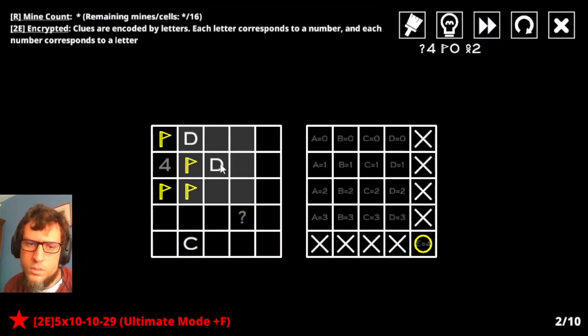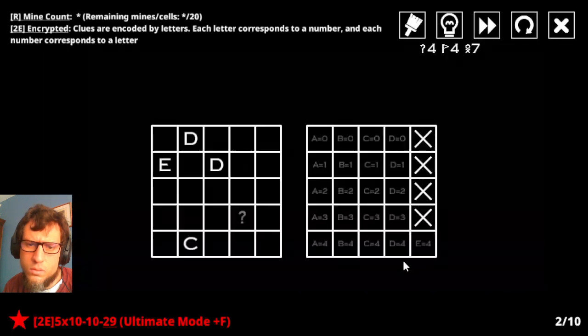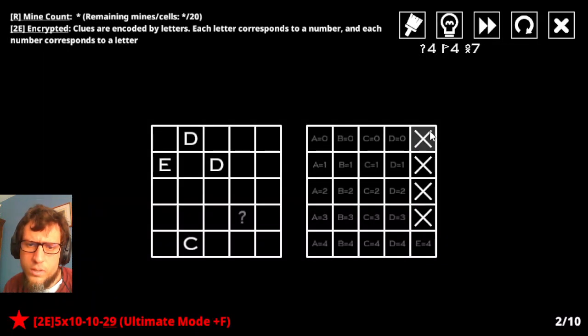Okay, D is at most 3, E is at most? What? Hold on. Why did it... Oh, it just told me E was 4 at the beginning. It just said that. That's weird.